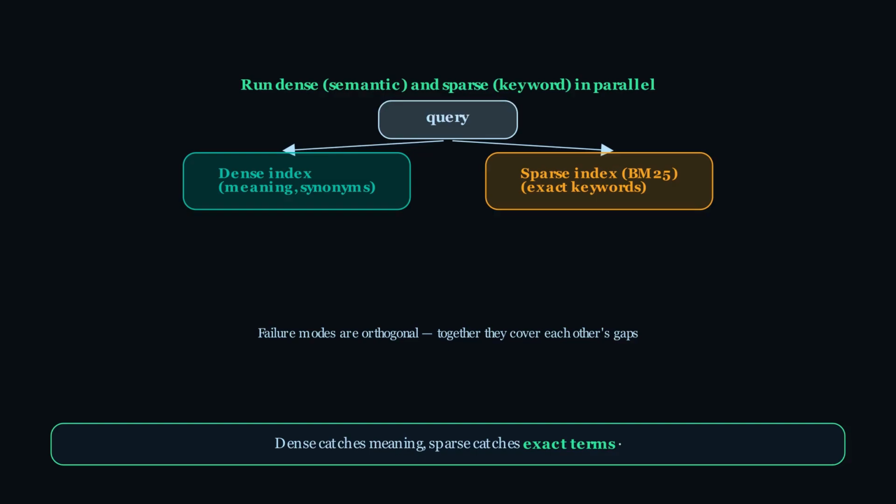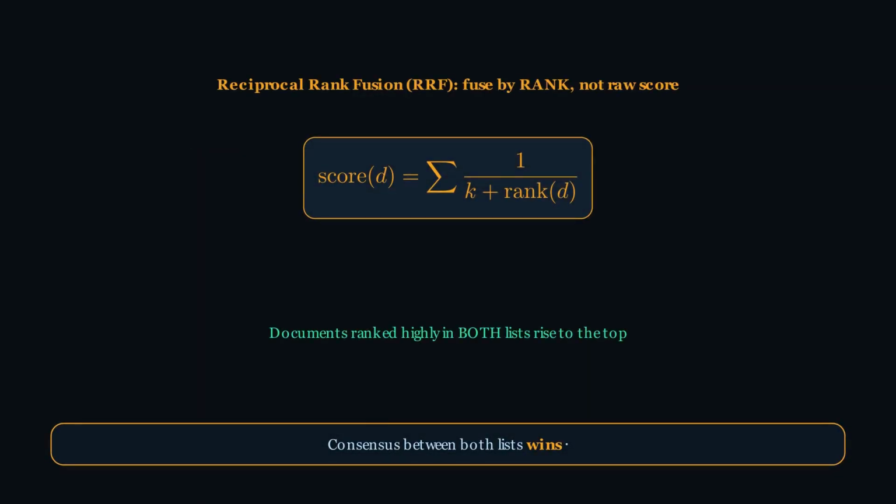Modern systems query both indexes in parallel. Dense cosine scores and sparse BM25 scores live on completely incompatible scales, so naive score blending fails. Reciprocal rank fusion sidesteps this entirely. It discards the raw scores and combines results purely by their rank position. Documents that appear near the top of both lists rise to the very top of the final result.